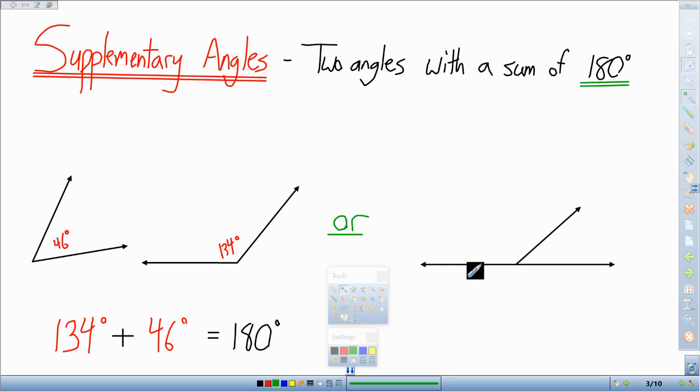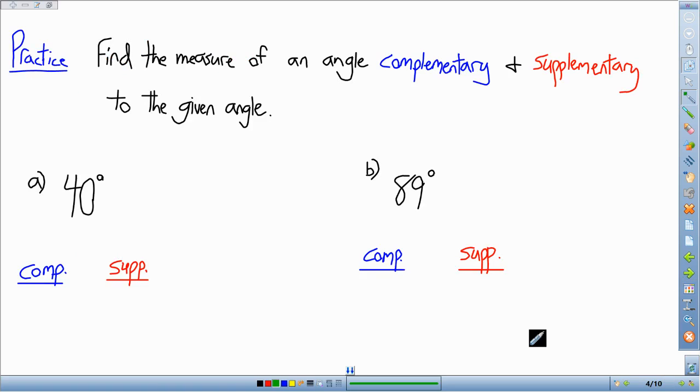You guys remember, that's one of the most important things to remember in this class because it shows up all the time. Okay, so this angle here would be considered supplementary because they add up to 180 degrees. All right, so now with that, I'm going to have you guys try out this practice problem, and it's asking to find the measure of an angle complementary and supplementary to the given angle.